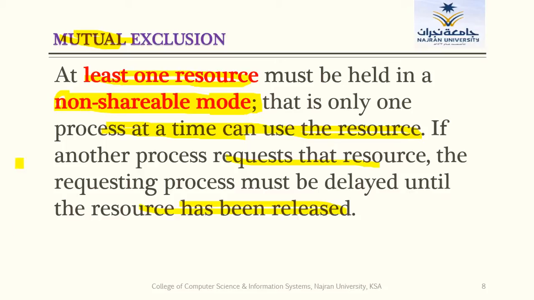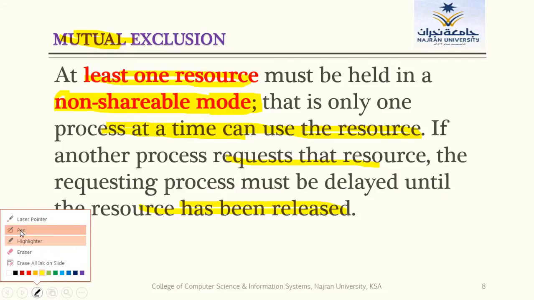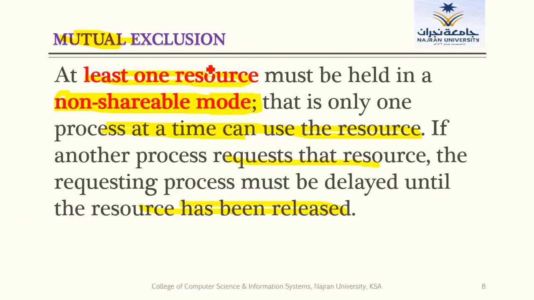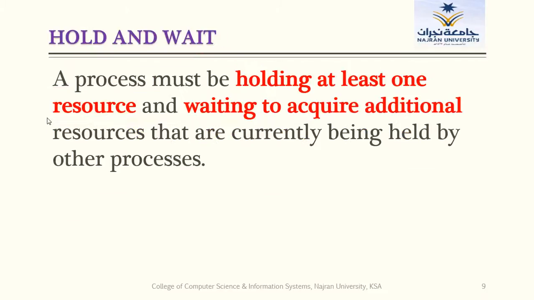At least, what is the reason? This is very important when you check whether there is a deadlock in the system or not. You have to check the first one, mutual exclusion: at least one resource must be held in non-shareable mode. Okay, one resource must be in non-shareable mode. Now what is the second condition for deadlock? That is hold and wait.